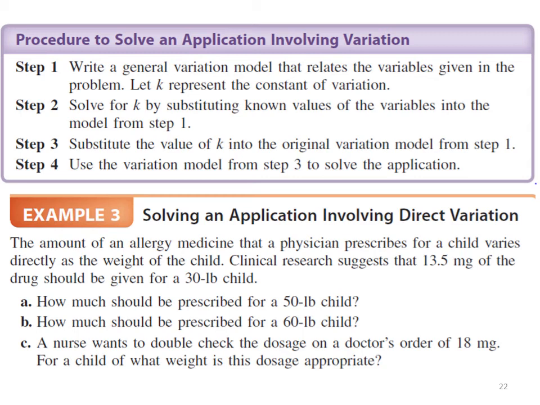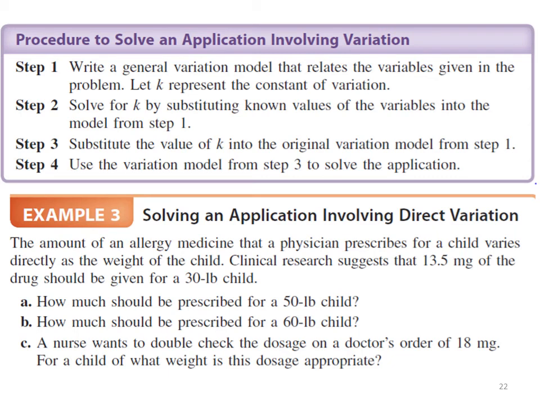The amount of an allergy medicine that a physician prescribes for a child varies directly as the weight of the child. Clinical research suggests that 13.5 milligram of the drug should be given for a 30-pound child. How much should be prescribed for a 50-pound child? This is part A. And part B, how much should be prescribed for a 60-pound child?